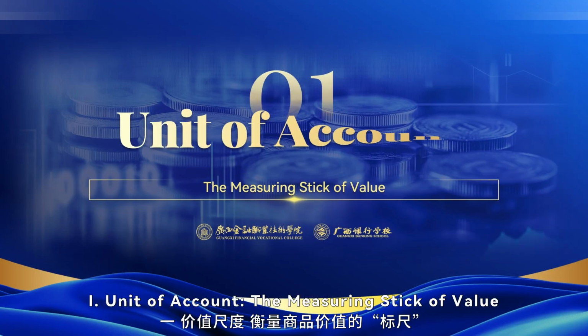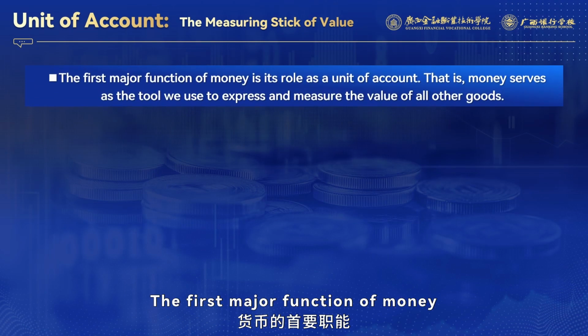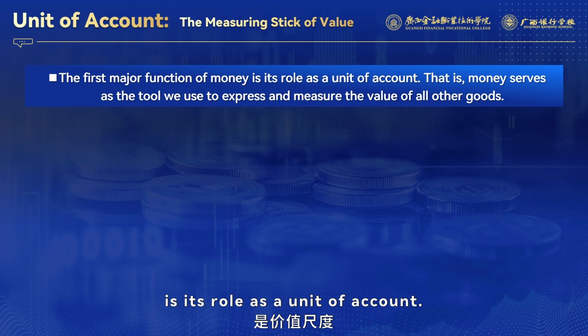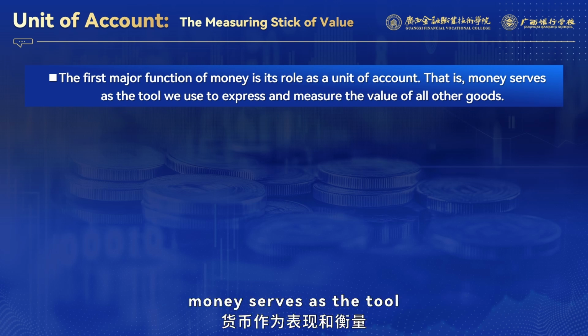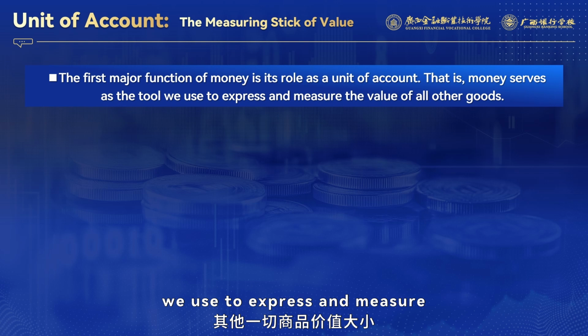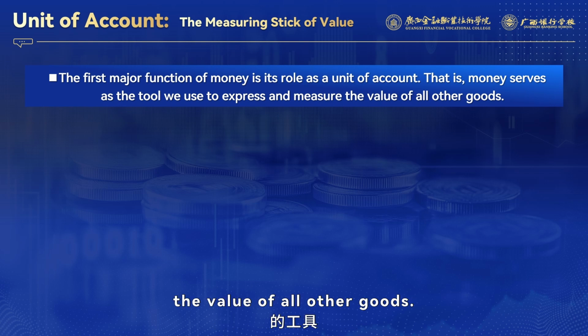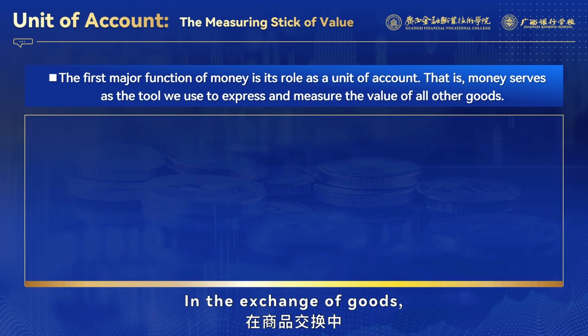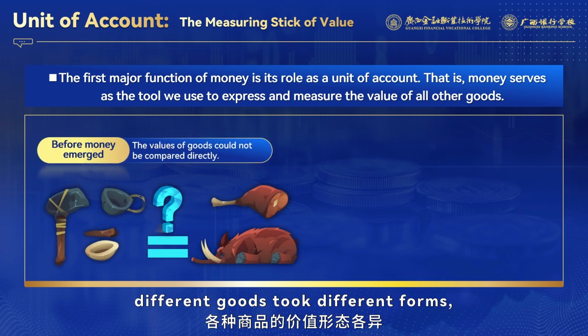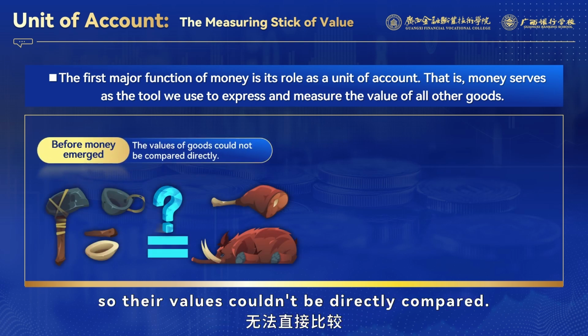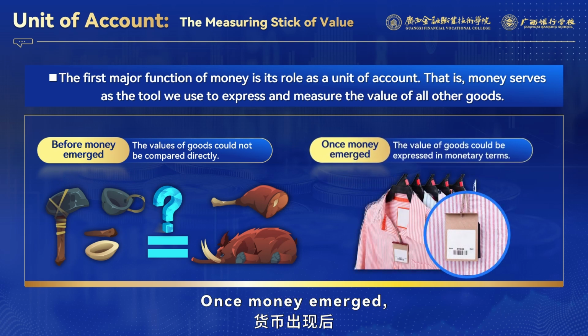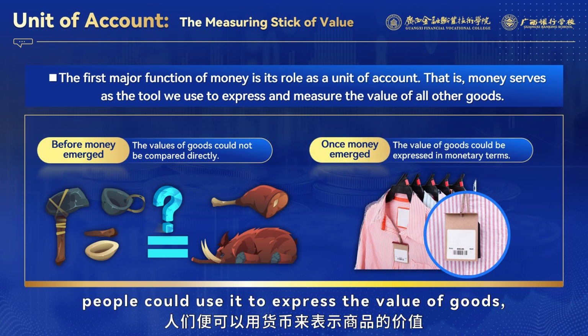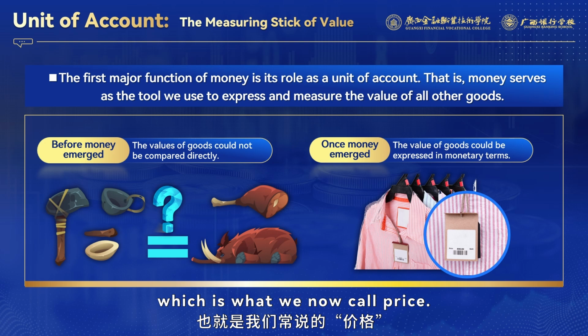1. Unit of account, the measuring stick of value. The first major function of money is its role as a unit of account. That is, money serves as the tool we use to express and measure the value of all other goods. In the exchange of goods, different goods took different forms, so their values couldn't be directly compared. Once money emerged, people could use it to express the value of goods, which is what we now call price.